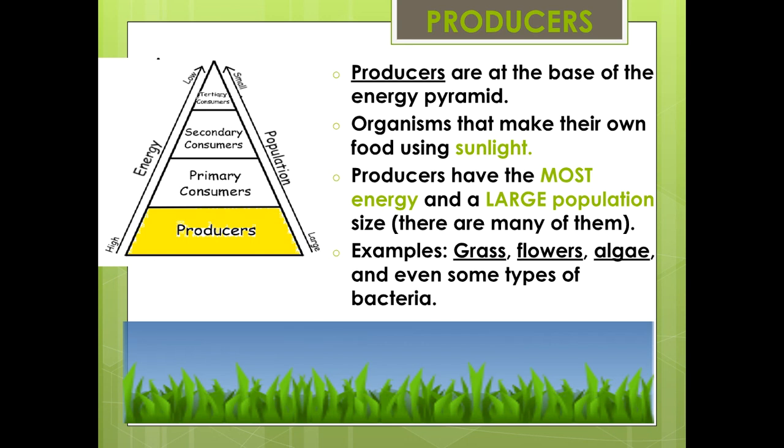Examples of producers are all different types of plants, grasses, flowers, even plants that are in the water. That's what we call algae. And there are actually some types of bacteria that produce their own energy. Remember, you're filling in the underlined words and then highlighting the ones that are in green.